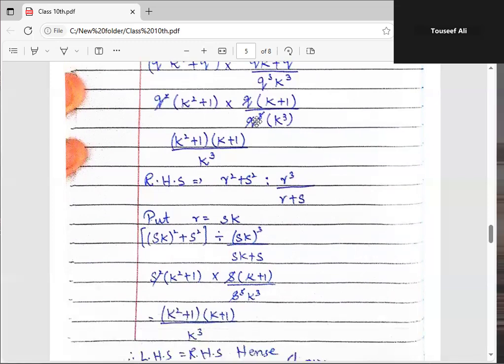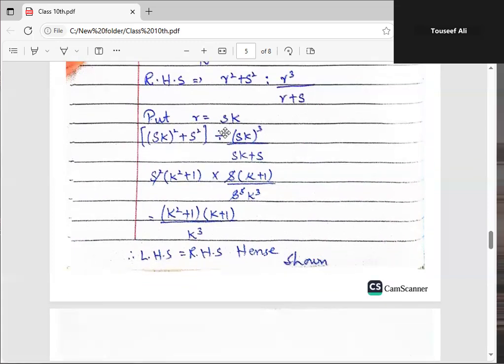Now from q square in the denominator, q cube, and q square and q multiply. When we multiply these two terms, it becomes q cube. In the numerator there is q cube, and in the denominator there is also q cube. So these two q cubes cancel each other, and the remaining term is k square plus 1, which multiplies with k plus 1, and in the denominator there is k cube. This is the solution of the left hand side.